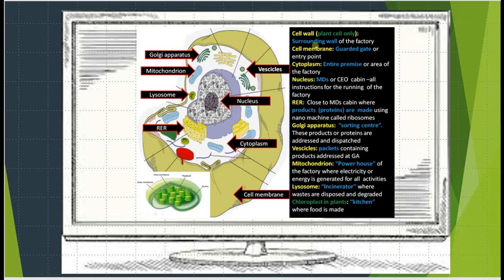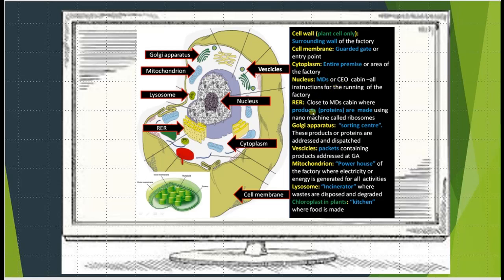So this is a summary of the comparison of the cell as a factory. Cell wall in the case of a plant cell can be compared to a surrounding outer boundary wall. Cell membrane can be compared to a guarded gate where guards will check and allow certain members to pass through. Cytoplasm is the entire area of the factory, whereas the nucleus is the MD's office or chief executive officer's office, the decision making center where all instructions come from.